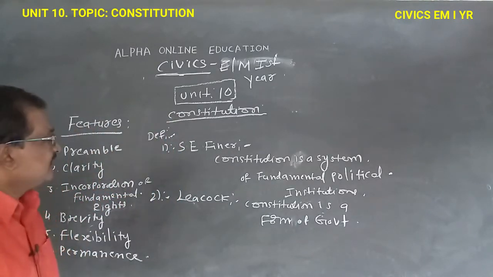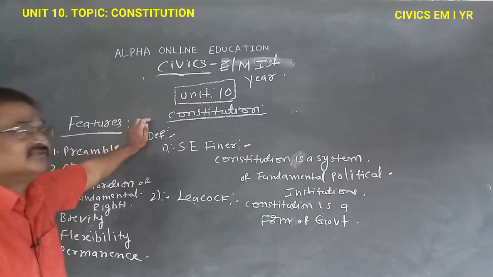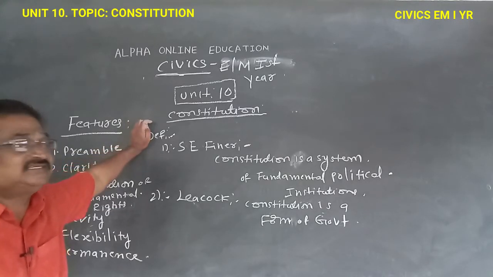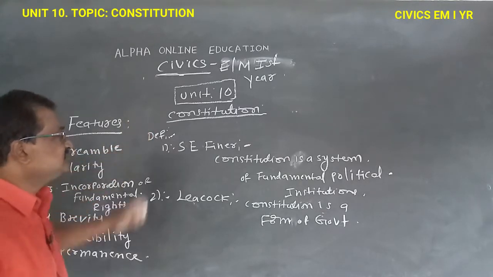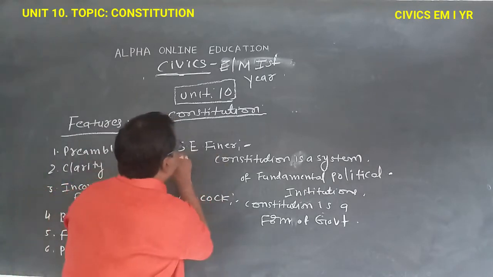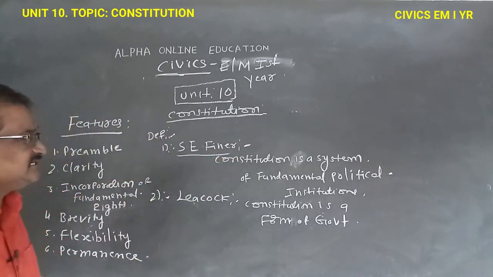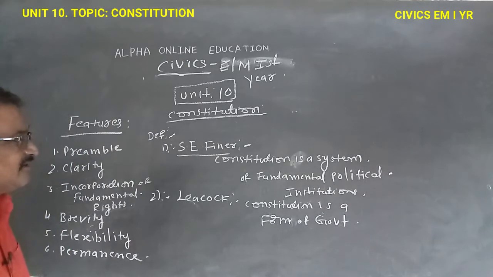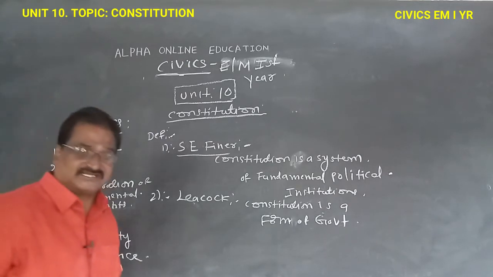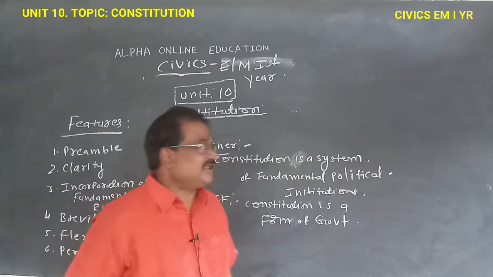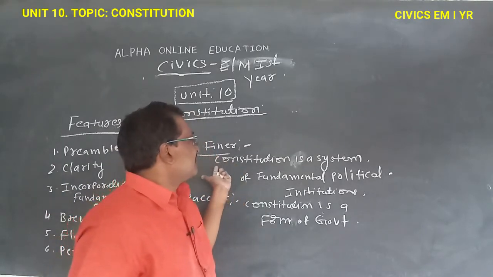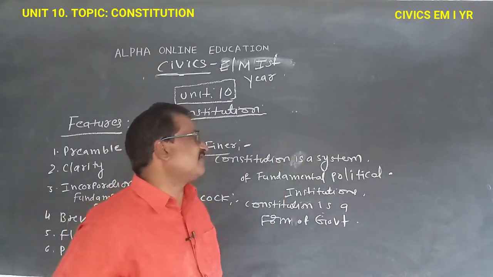So here are the definitions of the constitution. The first definition you see here: Constitution is a system of fundamental political institutions. Okay? Constitution is a system of fundamentals.